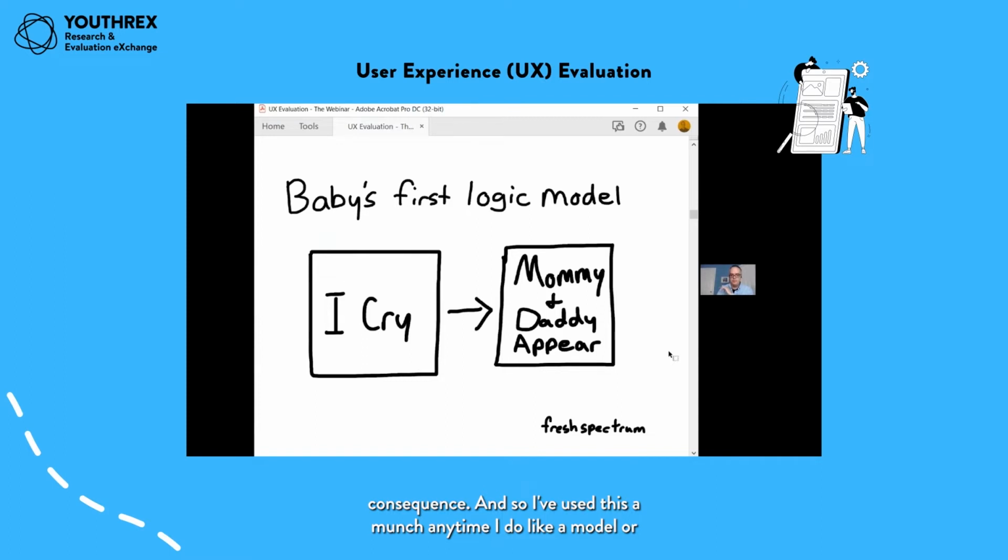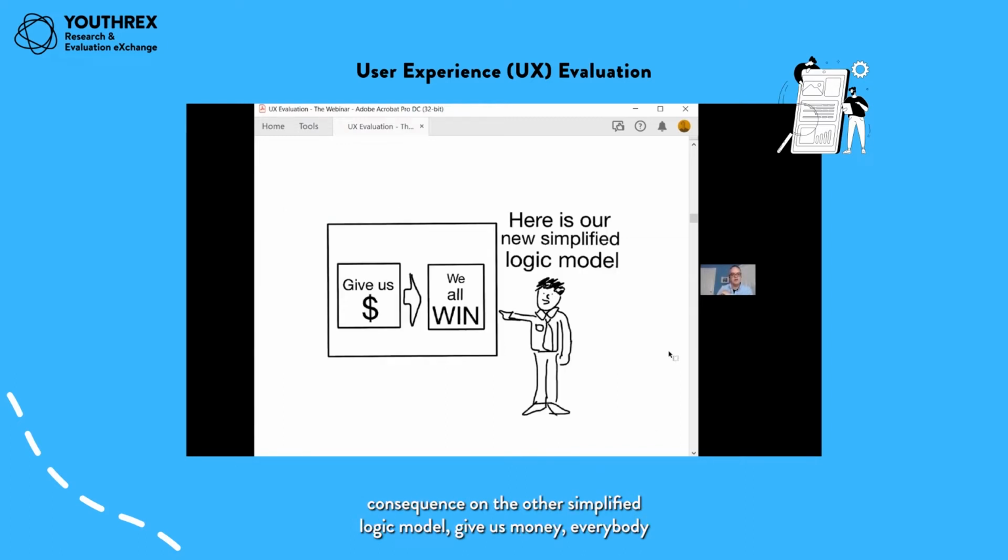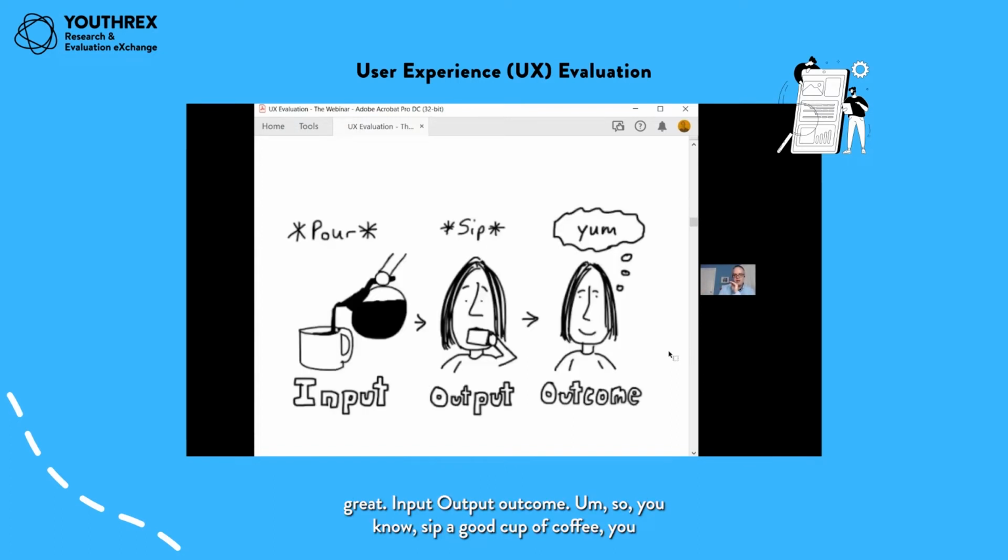And I've used this a bunch. Anytime I do a model, baby's first logic model: I cry, action; mommy and daddy appear, consequence. So you have the action on one side, consequence on the other. Simplified logic model: give us money, everybody wins. Give us money, action; consequence, everybody wins. So that's great. Input, output, outcome.